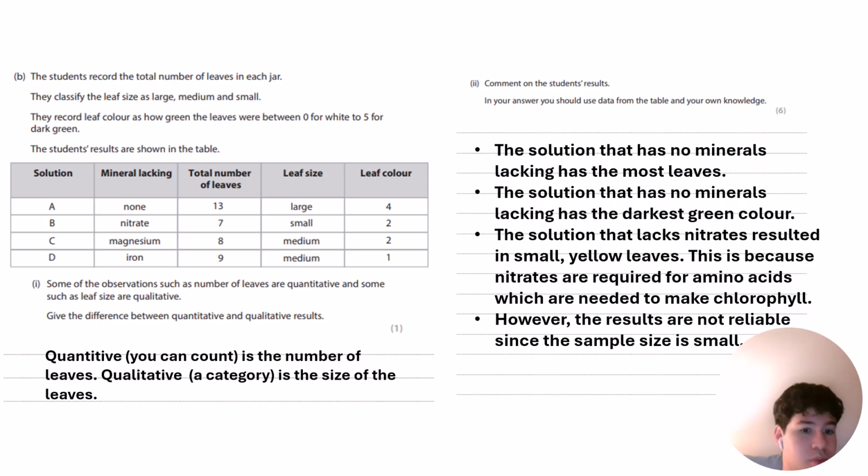Okay, so some of the observations, such as number of leaves, are quantitative, and some, such as leaf size, are qualitative. Give the difference between quantitative and qualitative results. Quantitative is something that you can count, okay? So quantitative is the number of leaves. We have 5 leaves or 4 leaves. You cannot have a leaf that is 1.5. You can't. There's no such thing as a leaf that's called a leaf 1.5.